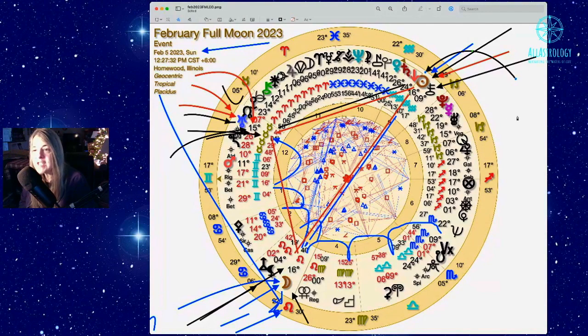And each sign, Aquarius is not willing to budge. Leo, not willing to budge. Okay. Taurus, not willing to budge. So what's going to happen? Something's got to give.